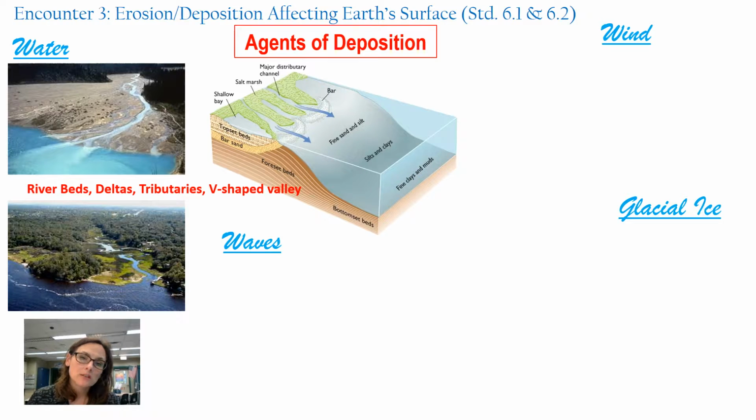This is where your deltas form, your tributaries that lead into your deltas, which lead into your rivers and your V-shaped valleys. Okay, your agents of deposition. Now, these V-shaped valleys, pay attention again to the V-shaped versus the U-shaped. So up at top, you see your delta. So right there at the tip looks like the sand and then the water.